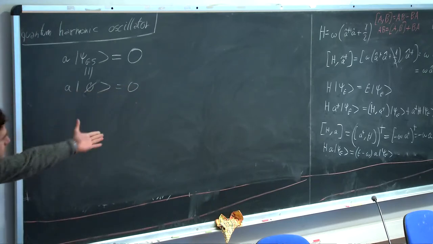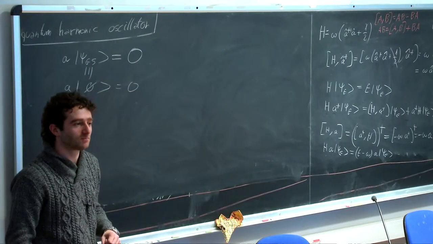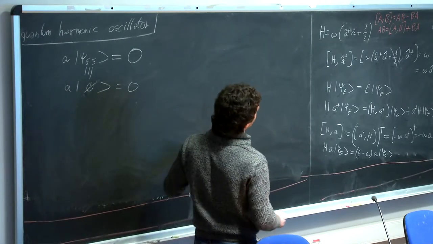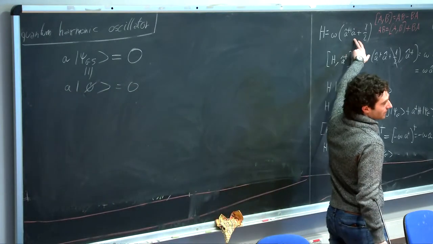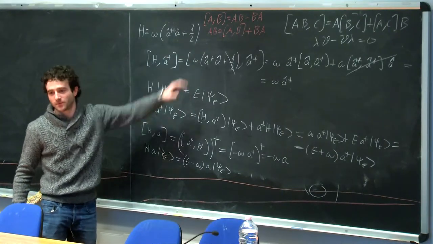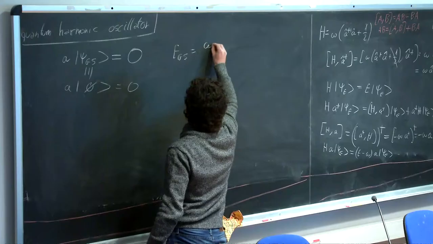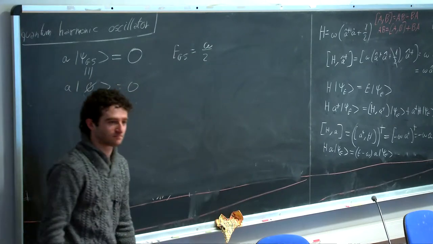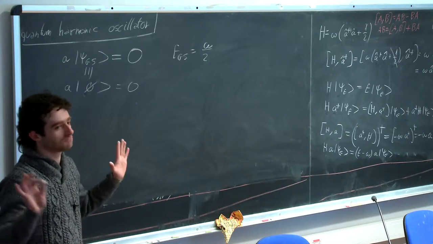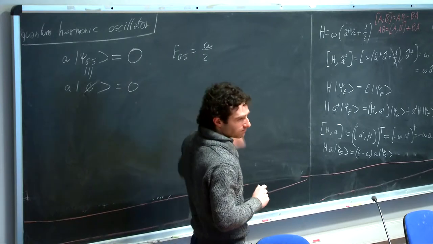Which are the excited states? First of all, what is the energy of the ground state? You all know it from before, but now it's really easy, because the Hamiltonian has this form, and because we know that A applied to the ground state is equal to zero, we only have this term. So we immediately find that the energy of the ground state is equal to omega over 2. Everything without introducing Gaussians, Hermite polynomials.